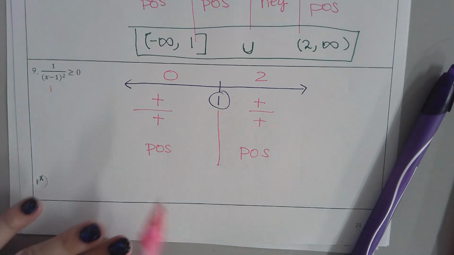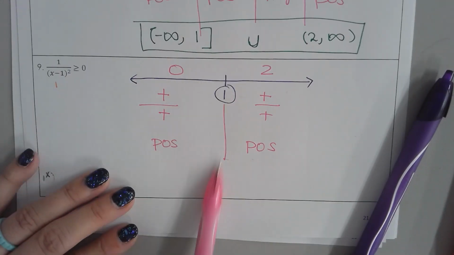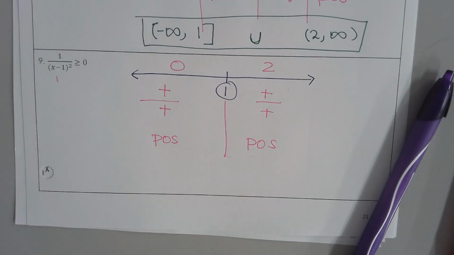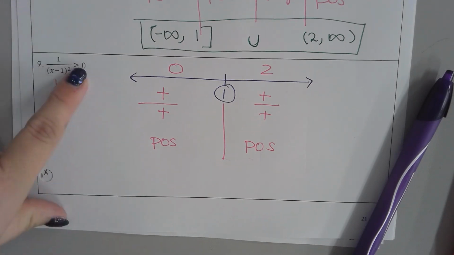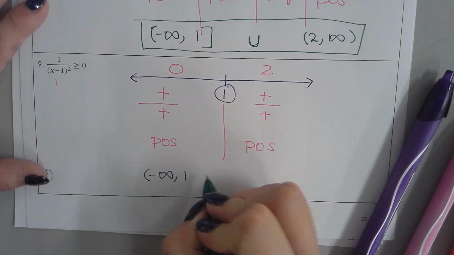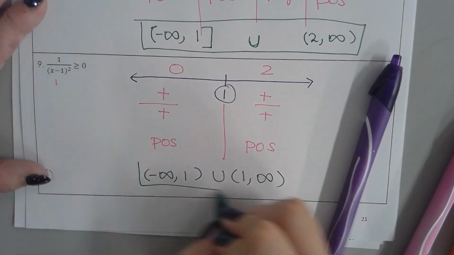However, I do have to make them 2 separate intervals because the 1 itself is not included. So having 2 separate intervals and having the parentheses distinguishes the fact that 1 is not included. Every other number, if I plugged in any number in this except for 1, I would get something that's greater than or equal to 0. So we have negative infinity to 1. And then 1 to infinity would be your answer.